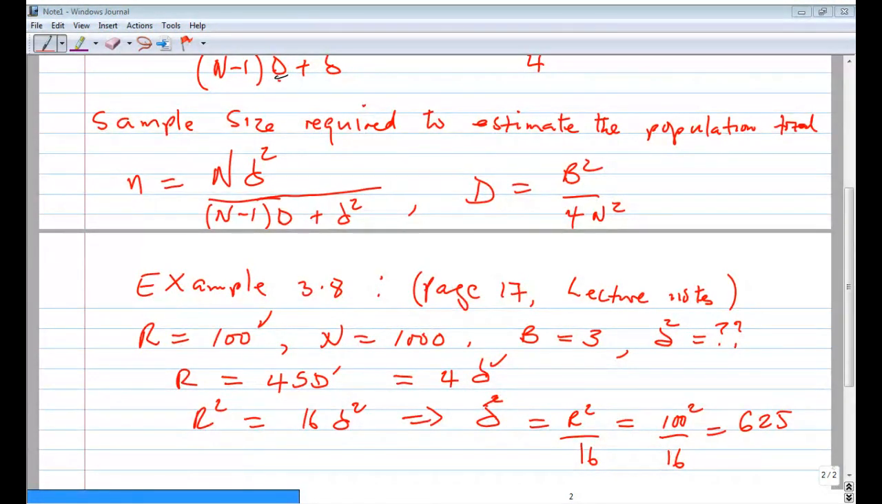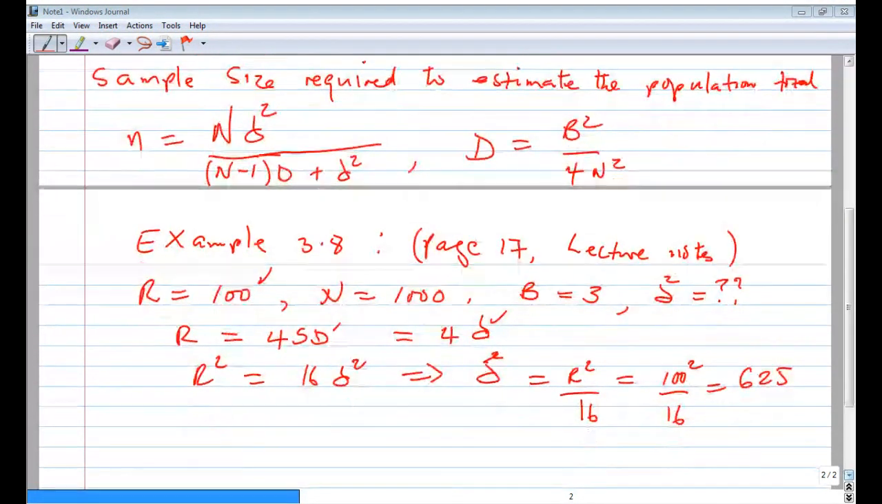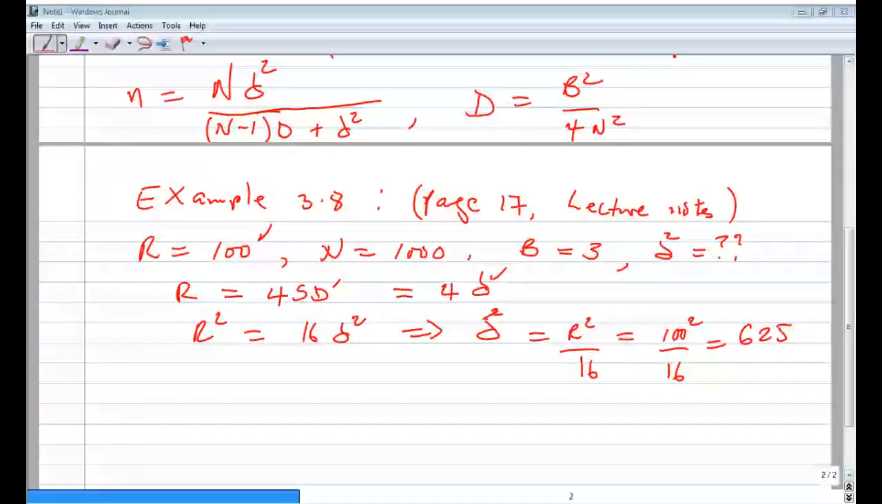So now we have all the information required. Now we can calculate the sample size, according to the example here.